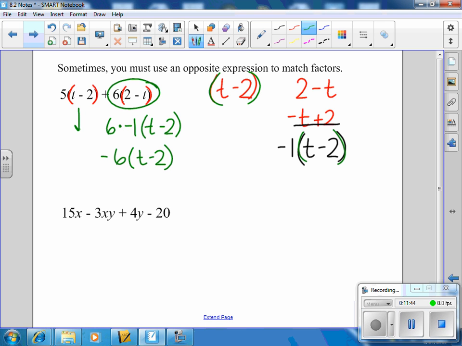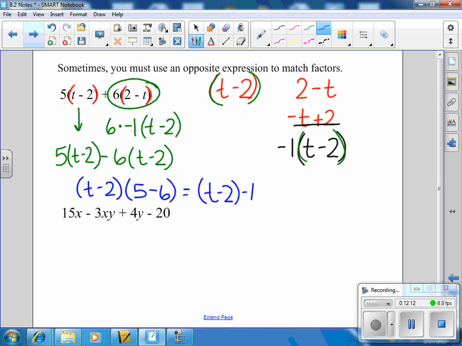And then we still have this part right here, 5 times t minus 2. And now this looks like the problems we just got done doing. We can easily see that both of these have a t minus 2 in them. And we factor that out, we're left with 5 minus 6. And then don't leave it like this. 5 minus 6 is definitely something we can simplify. We'll end up with t minus 2 times negative 1, or you could write it as negative 1 times t minus 2.